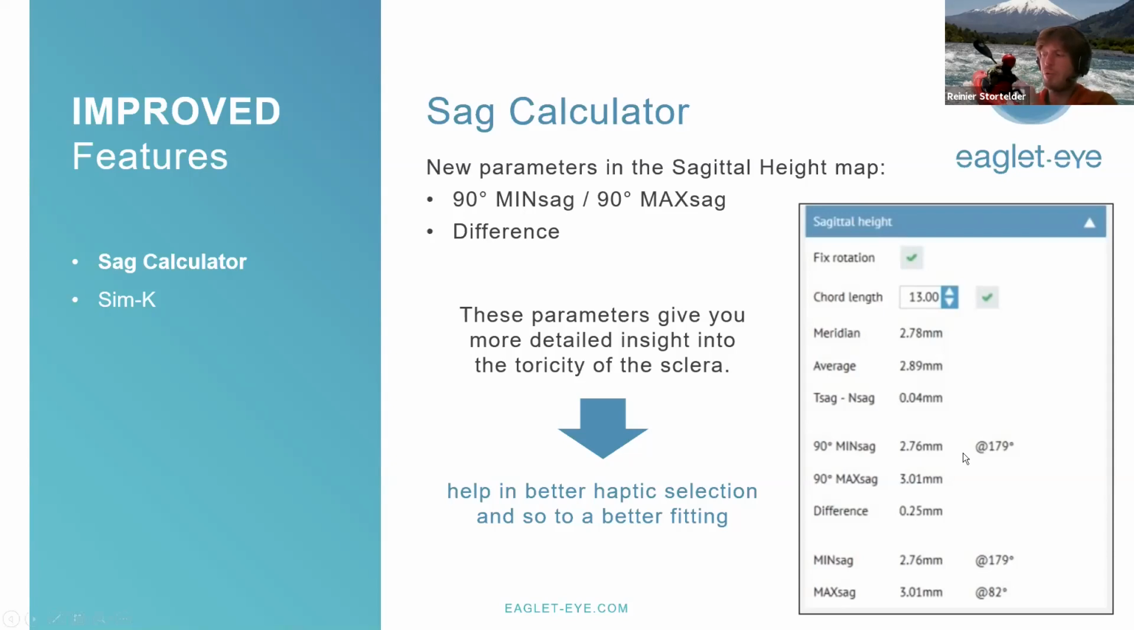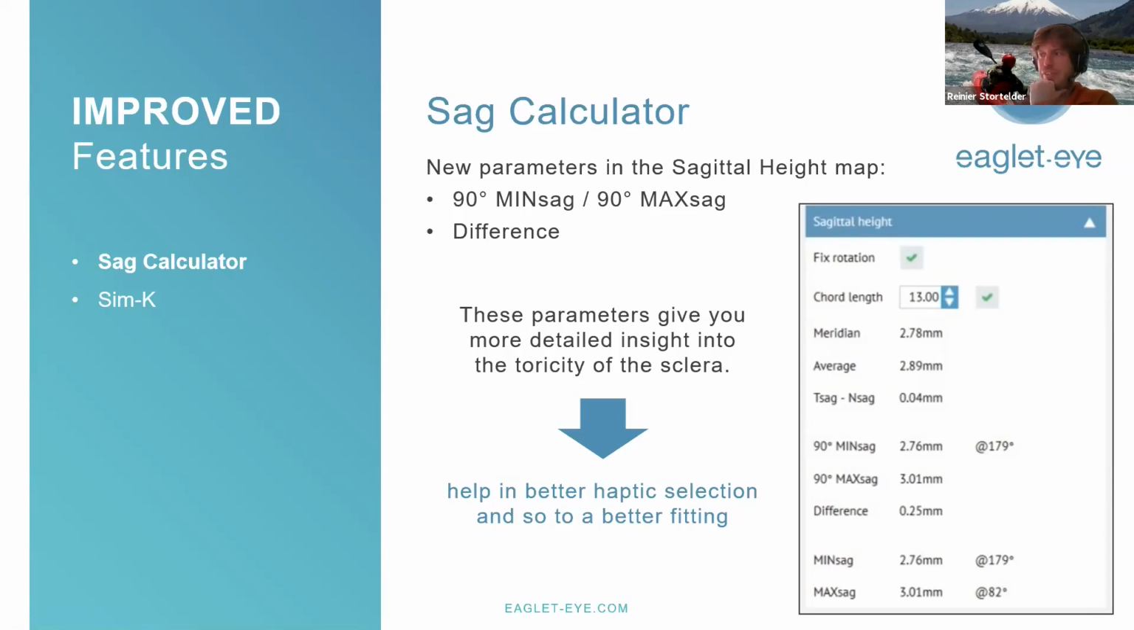So therefore, now we made it easier. The software now calculates the largest difference between the min sac and the max sac. So we call it 90 degrees min sac, 90 degrees max sac. It gives you the largest difference in sagittal height, and the difference is also calculated automatically. I hope it's very simple. We just cleaned it up to be easier to understand, I hope.